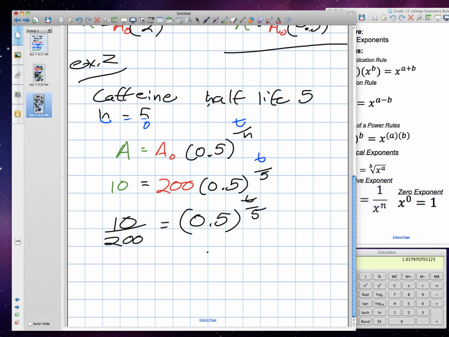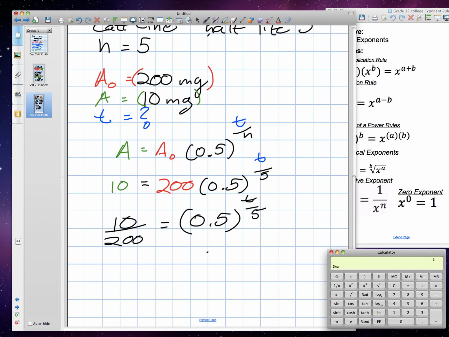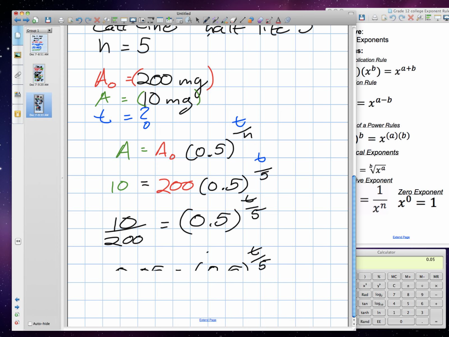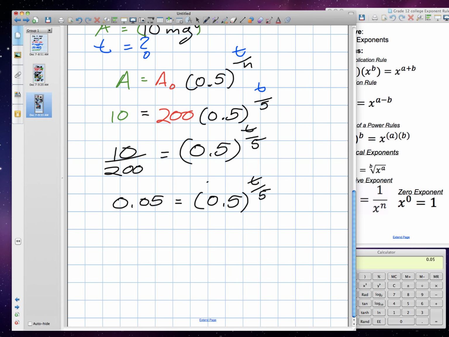Divided by 200, 0.05 is equal to 0.5 to the power of T divided by 5. So this is where we make our chart again. Just use lines this time. We're going to plug in T values, and we're going to be looking for a number that is equal to 0.05. We're trying to equal that. We need t to equal this amount.